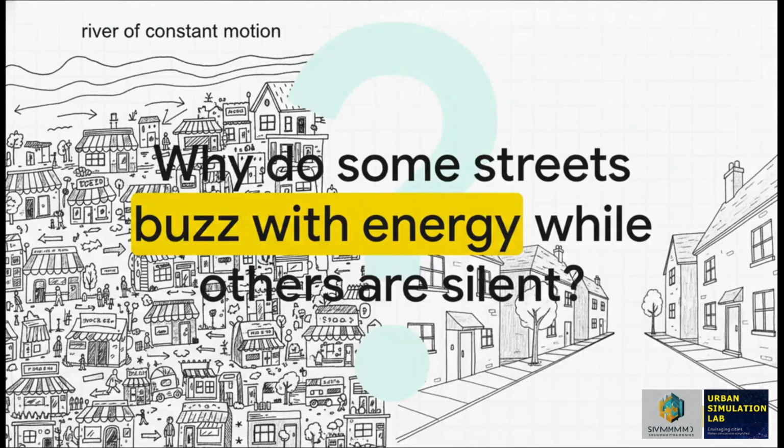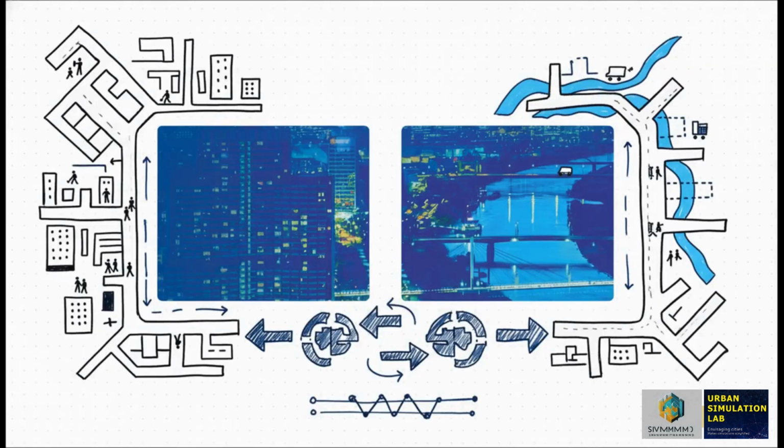I mean, think about it. You've probably experienced this yourself. One street is just packed with people, shops, it's this river of constant motion. Then you turn a corner and suddenly, nothing. The next street over is quiet, residential, almost like it's been forgotten. How does that happen? Well, it turns out this difference is definitely not random.